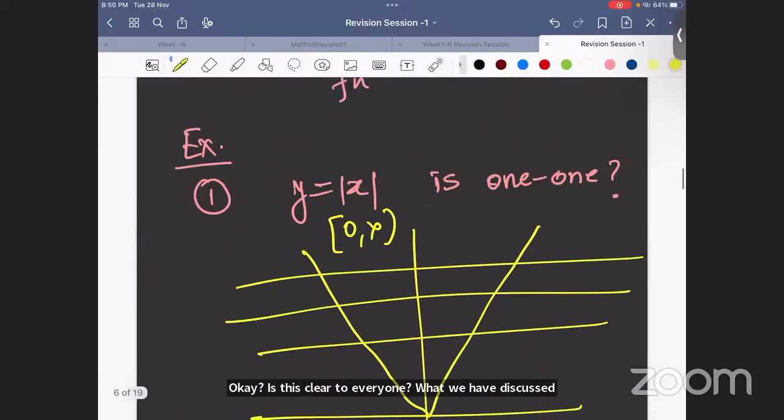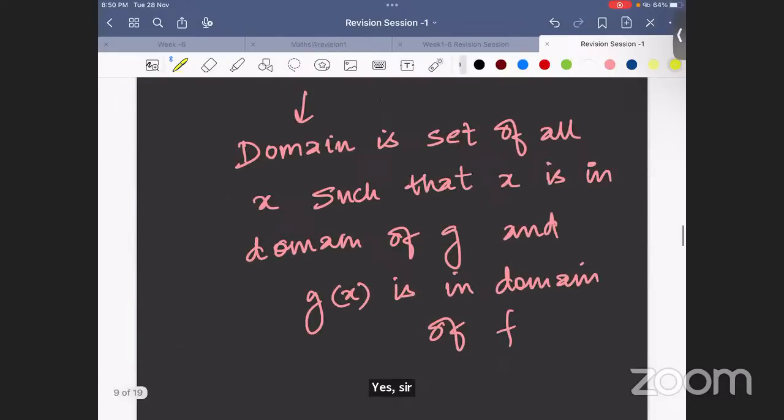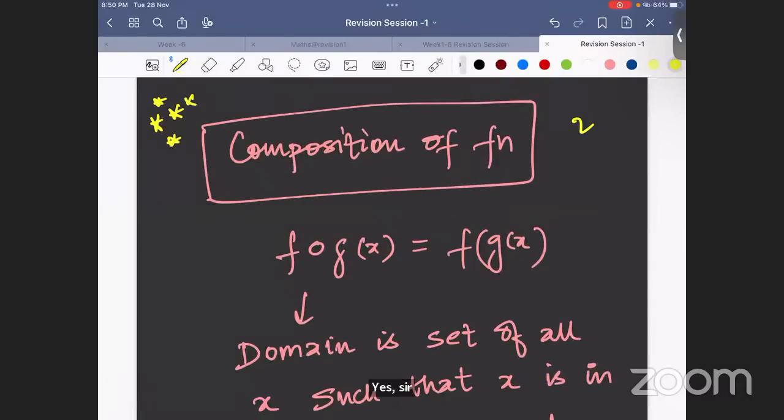Yes, sir. So what I can tell you is, if you are not very confident in these weeks, at least you should go through this lecture and solve all the questions that we are discussing today. You should know all the questions. And this is the most important part, 2-3 problems will be there from this portion itself: composition of functions. You should do that thoroughly.